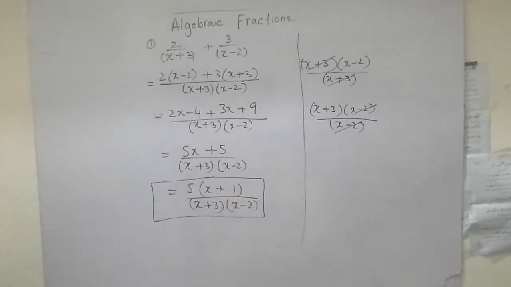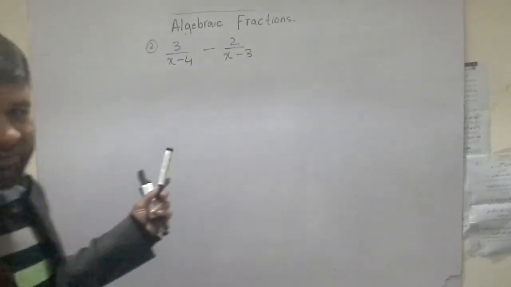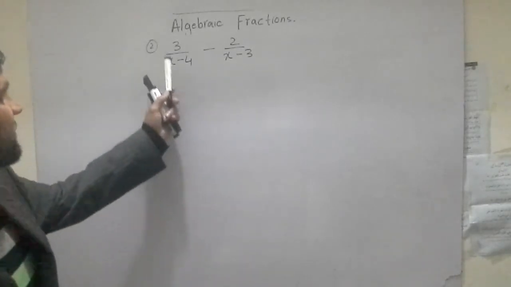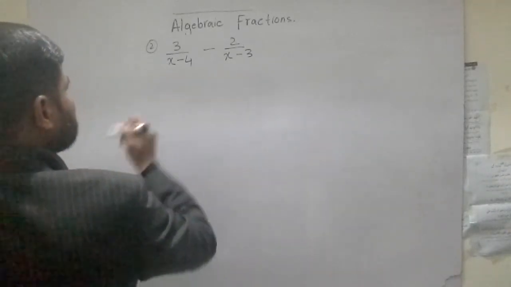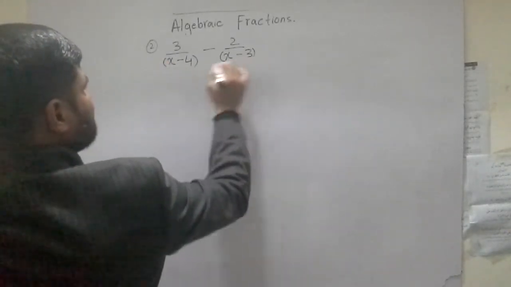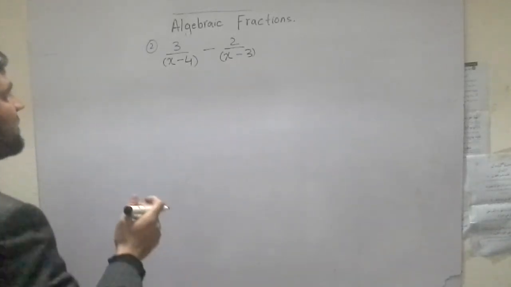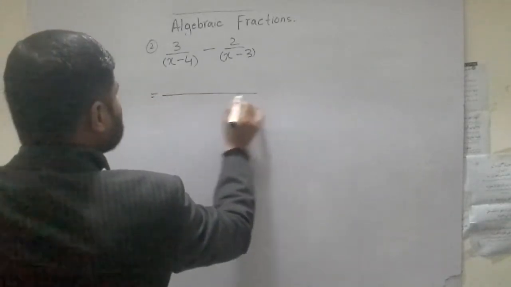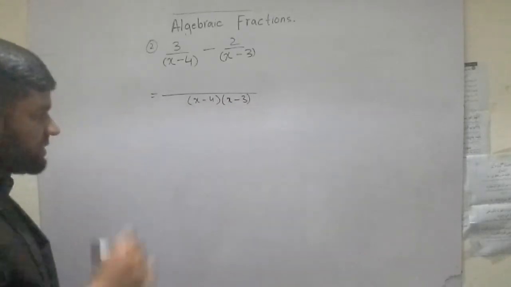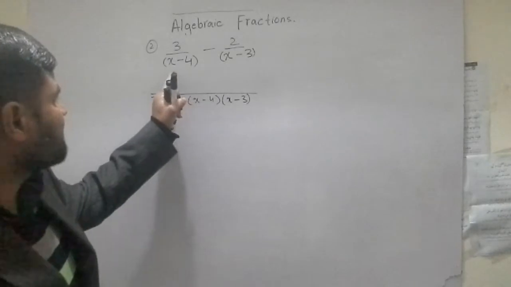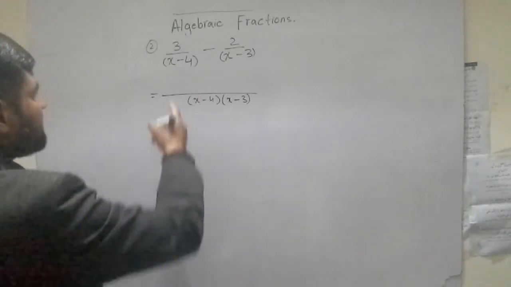We will solve question number 2 now. In this question we have a similar question as earlier. We have 3 over x minus 4 minus 2 over x minus 3. You can see these two expressions are not similar, so they don't have anything common as a multiple. So the LCM will be these whole expressions themselves. Now we can divide this LCM by the denominator of the first fraction.